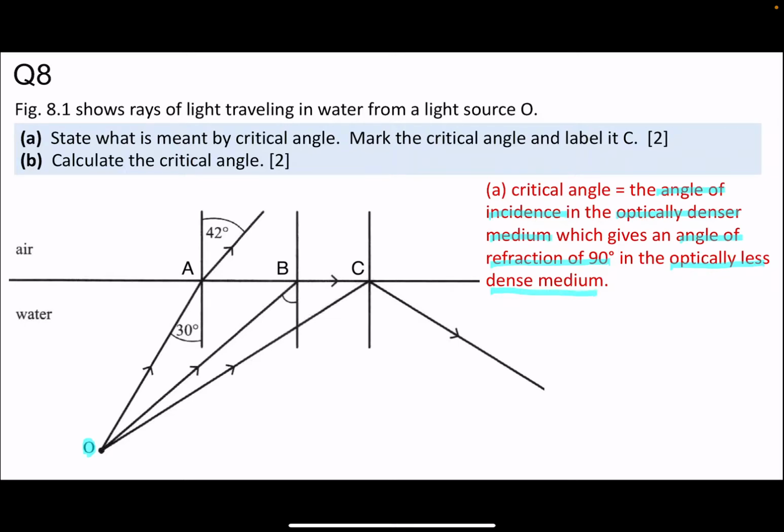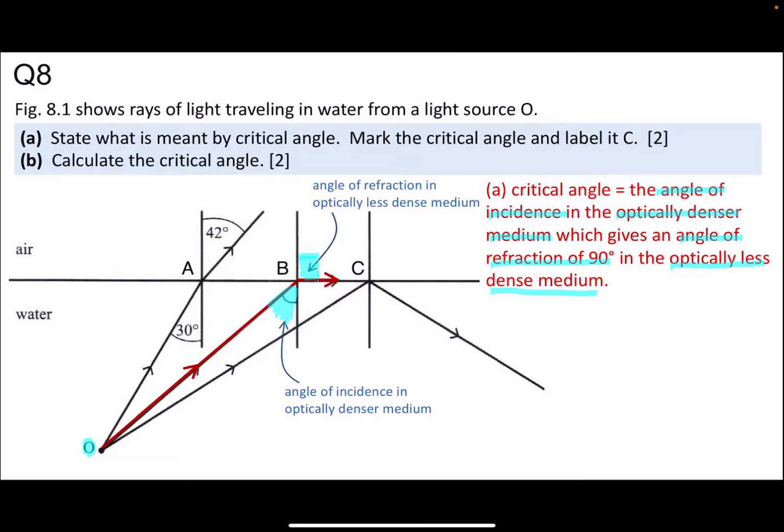So let's look at light ray B. This angle of incidence in the optically denser medium gives an angle of refraction of 90 degrees in the optically less dense medium. So this angle will be the critical angle. So how do you calculate this critical angle? First, we have to find the refractive index. So we're going to use the 30 degrees here, and the 42 degrees here.